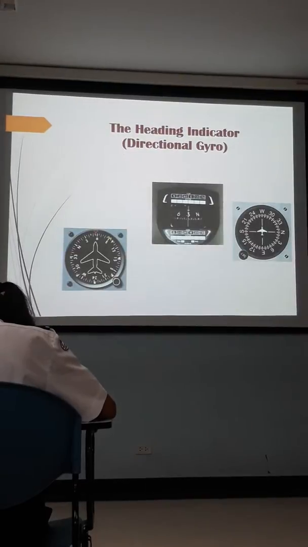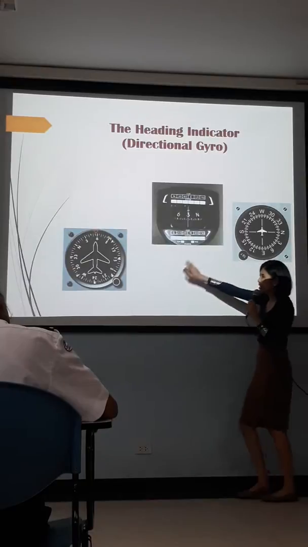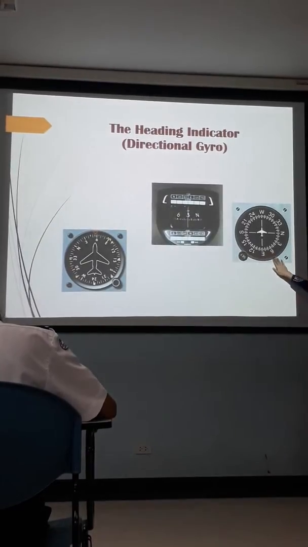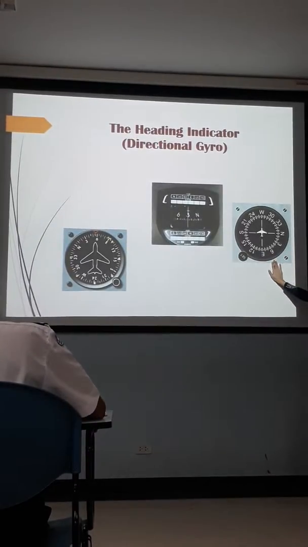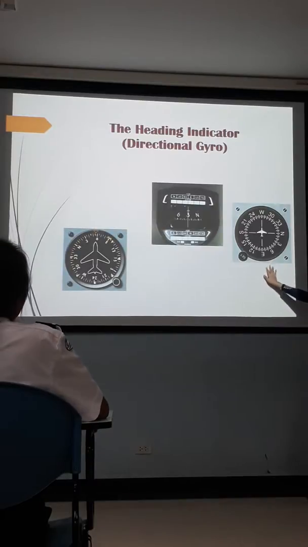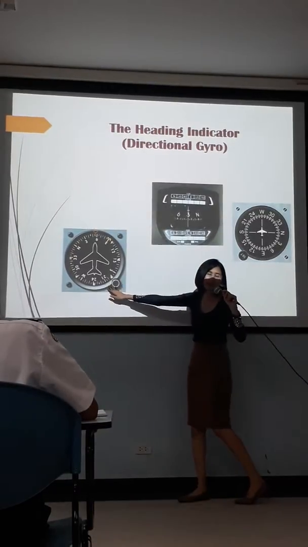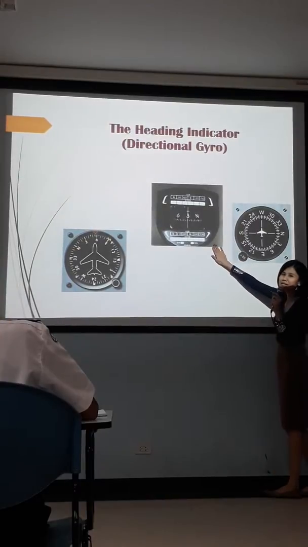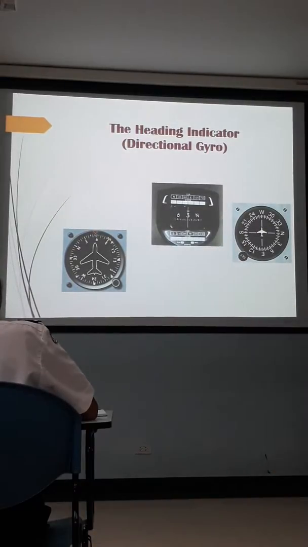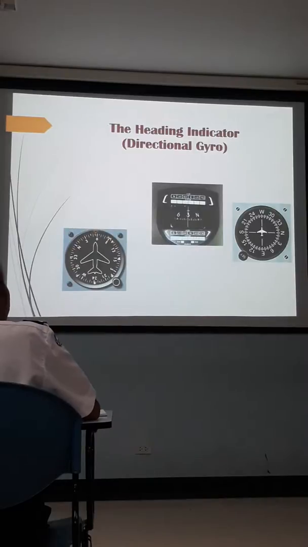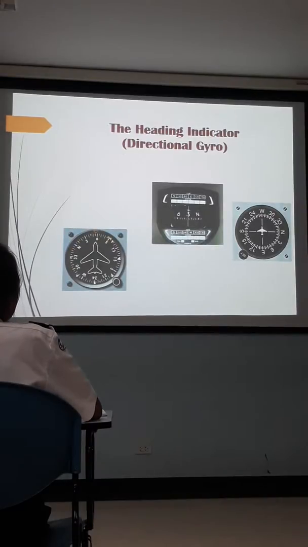Class, before we look at the heading indicator, I want to show you this one. This one and this one are the same instrument, just a different case, but it's the same. The same type, only the look is different. But this one is different. Class, what is it? The middle one? Can you tell me what it is? The first one and the last one are, yes, heading indicators. What about the second one? Magnetic compass.